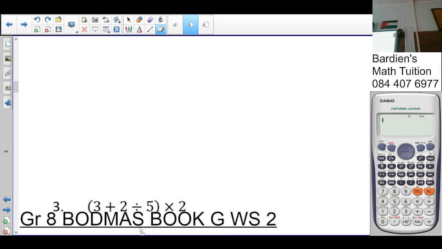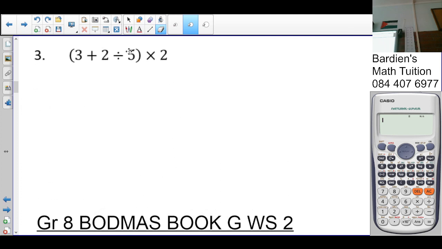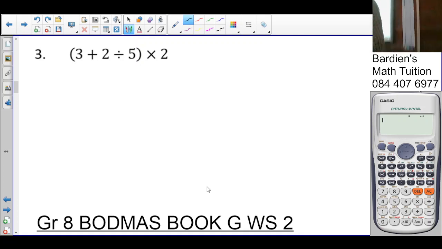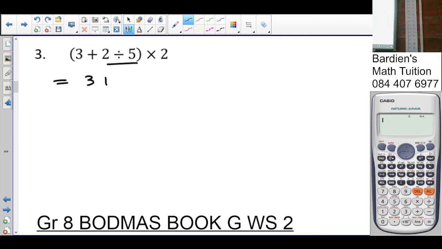No. Right, let's look at number 3. Number 3, we've got brackets. Open a bracket, 3 plus 2 divided by 5, close brackets, multiplied by 2. So what needs to be done first? The bracket needs to be done first. But inside the bracket, what do you notice? There is addition and division. So what must be done first? Division. Okay, so it's going to be 3 plus 2 over 5. You all agree with that? Times 2. Could we drop the bracket at this point?